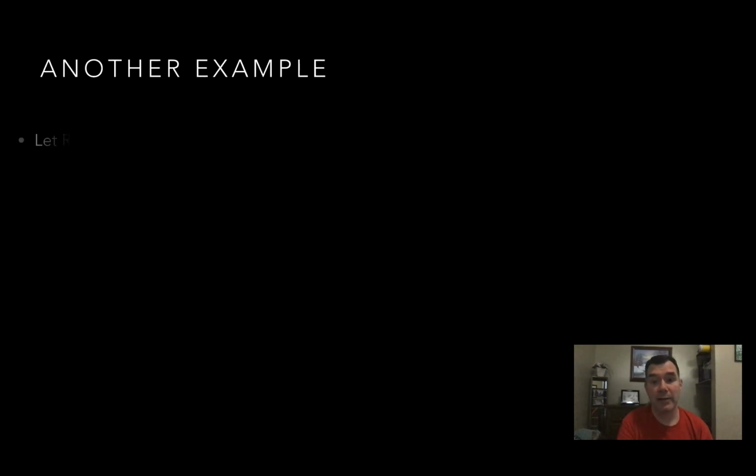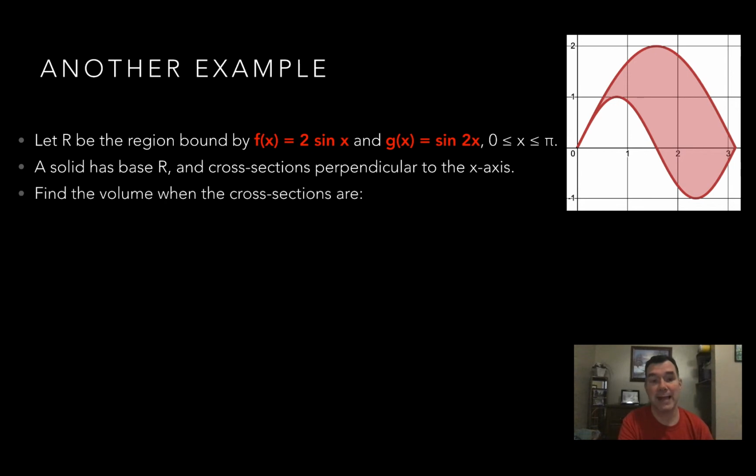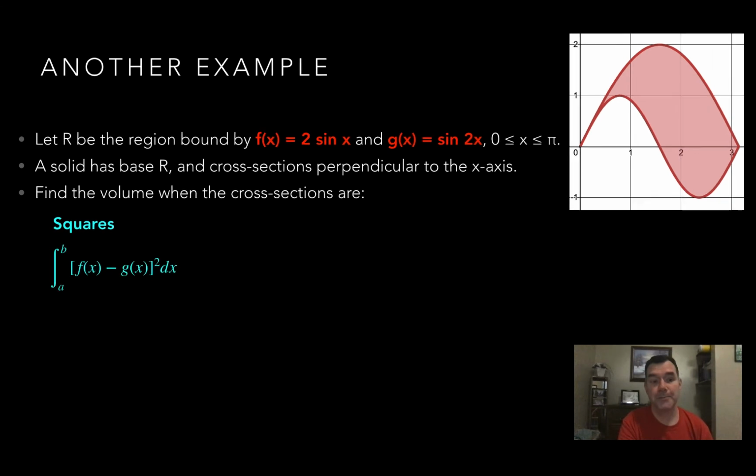Okay? And another example, a slightly weird shape this time, is going to be bound by f of x equals 2 sine x, and g of x equals the sine of 2x. Okay, so again, the same wording. A solid is formed by having that as its base, and the cross sections are perpendicular to the x-axis. So I'm going to find the volume when the cross sections are squares.